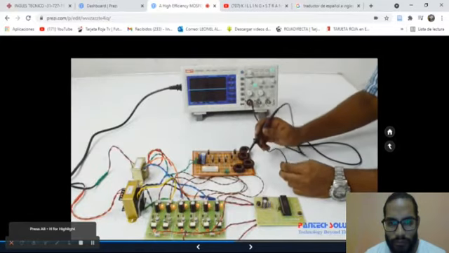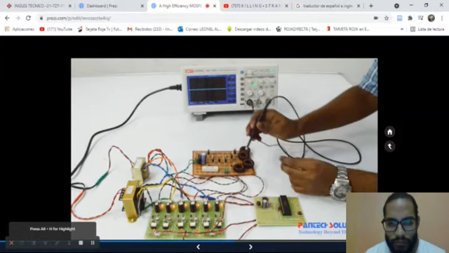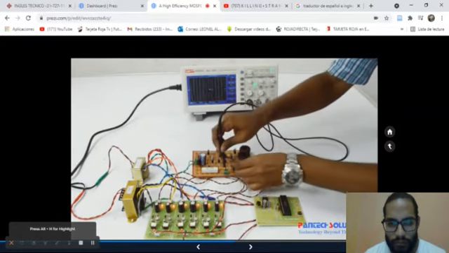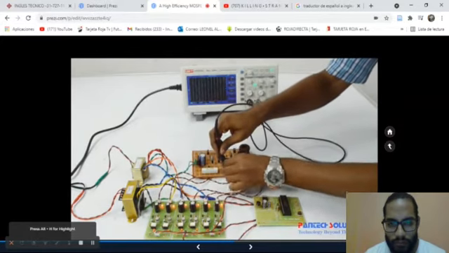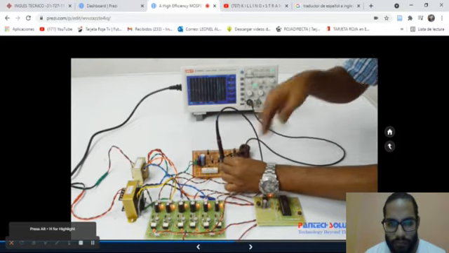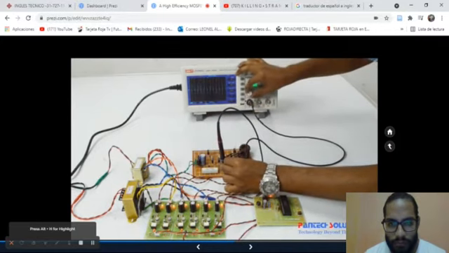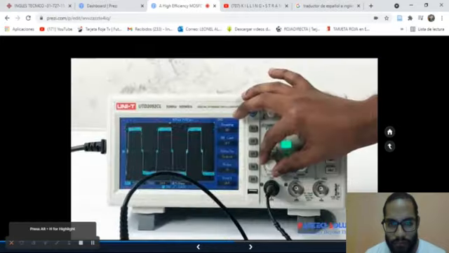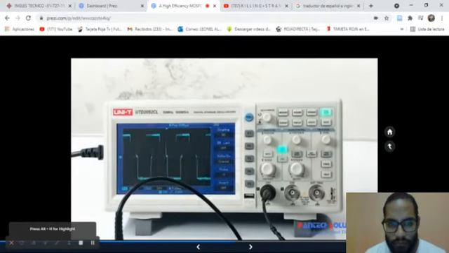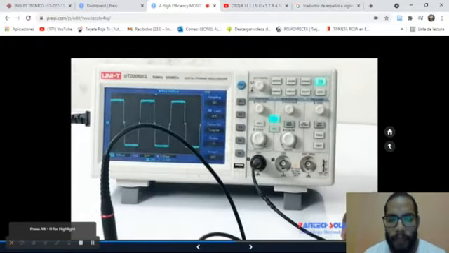And I will check the output voltage. This is the output voltage of the transformerless single-phase inverter.